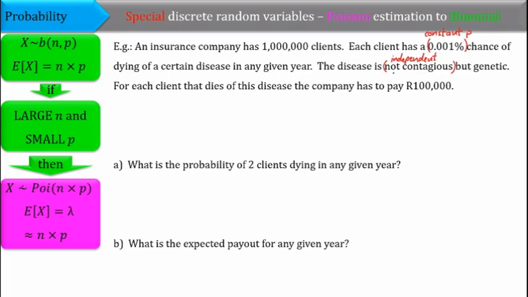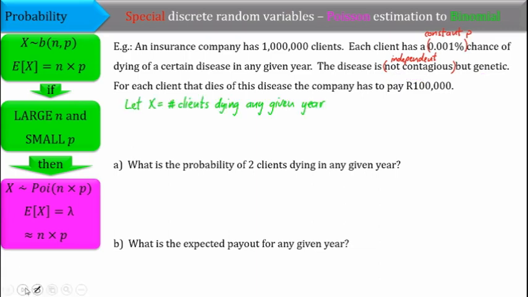Now next we see that it says the disease is not contagious. So if the disease is not contagious, it means that it can't be transmitted from one person to another. So people get this disease independently from each other because it's genetic. Okay, so it's independent from person to person.